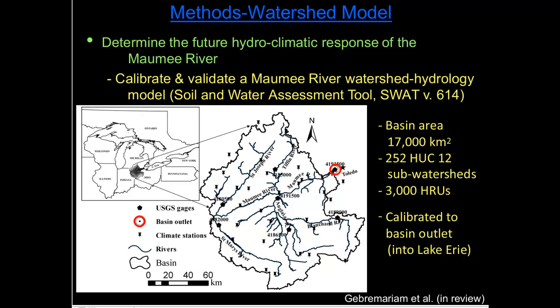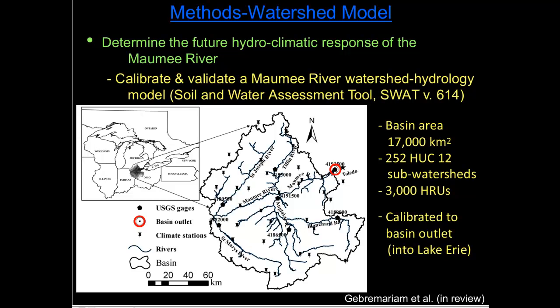So now onto the watershed model. Again, once we can predict the future rainfall from the climate models, we can use that rainfall to drive watershed models. What we've done here is we've used SWAT, which is an acronym for the Soil and Water Assessment Tool. So we've used a SWAT model of the Maumee Basin. The SWAT model is a leading watershed model for agricultural watersheds, so it makes a lot of sense to use that here for the Maumee Basin.